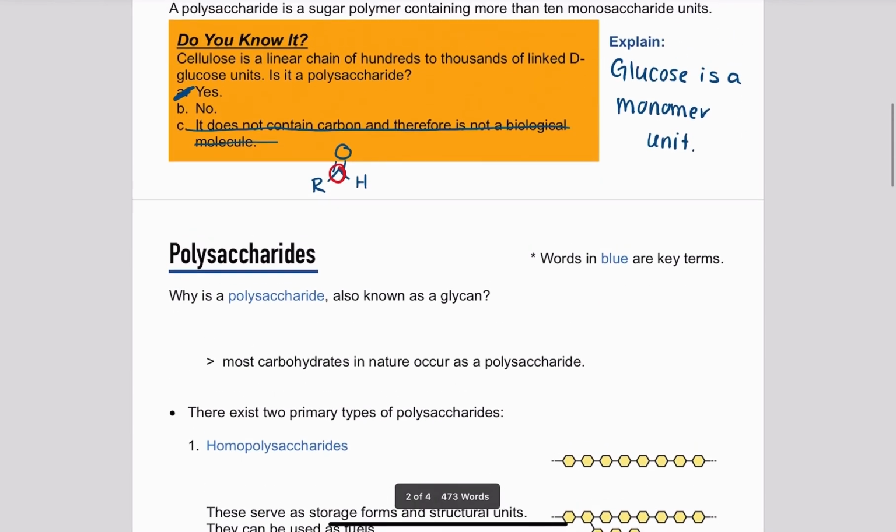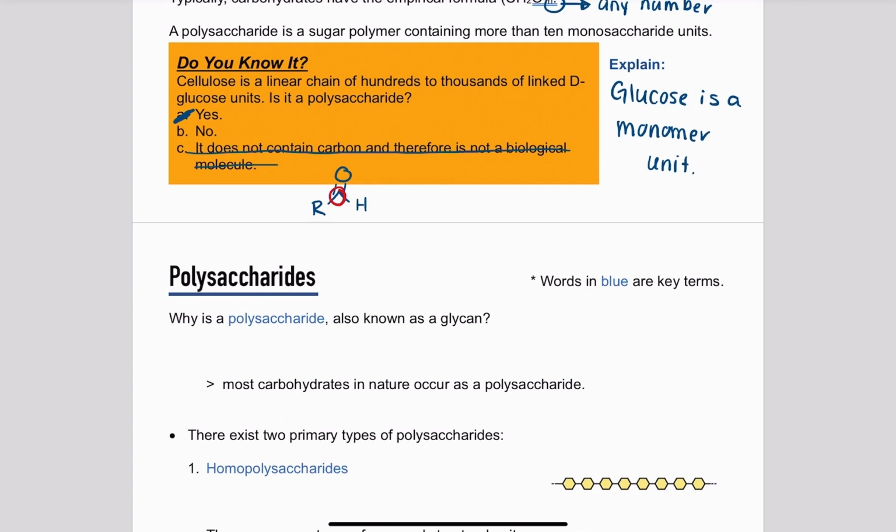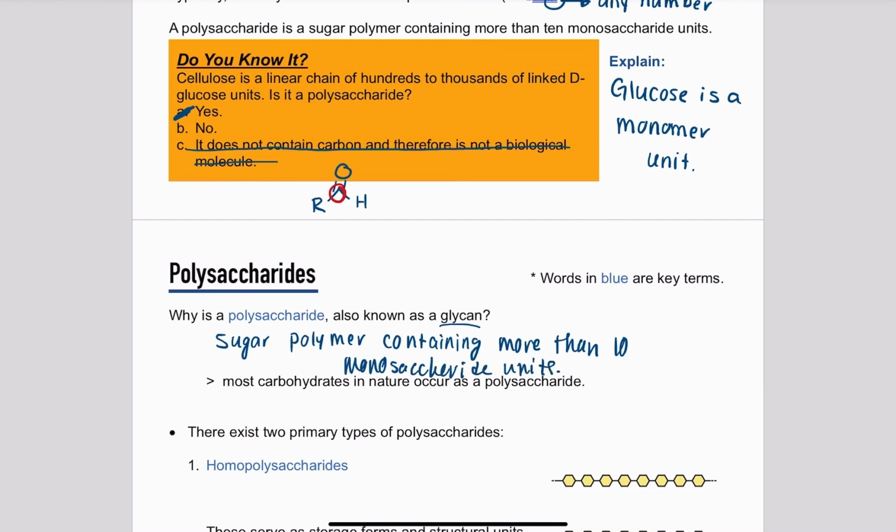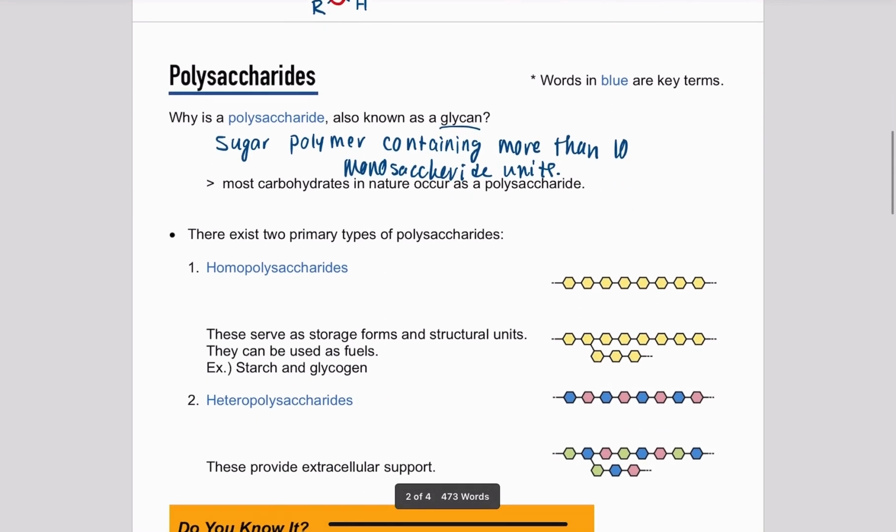Okay, and into our discussion of polysaccharides. What is a polysaccharide, which can also be known as a glycan? A polysaccharide, as stated before, is just a sugar polymer that contains more than 10 monosaccharide units. Okay? Most carbohydrates occur in nature in polysaccharide form.